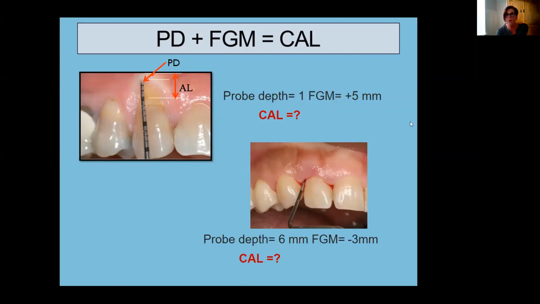The reason that's important is because if we just went with the 6 millimeters, then that would be a much more severe case of periodontal disease. If we assumed that whole 6 millimeter pocket was all attachment loss, that would be a whole different story.